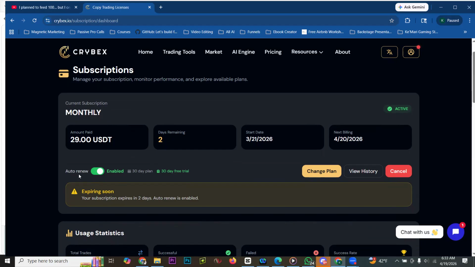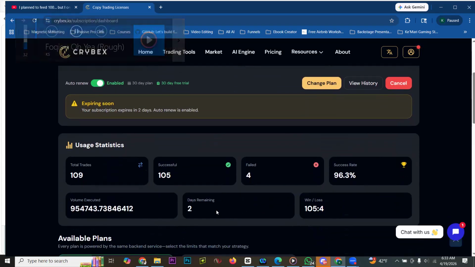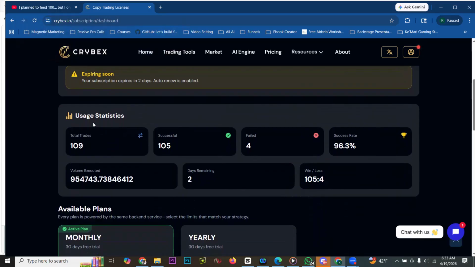Then you have your auto renew. You need to have your auto renew on because this is what has the bot running for you, right? And if you're just now getting started, let's say you just created your account, your first 30 days is free. So you don't have to worry about paying for anything for your first 30 days. That's a blessing.